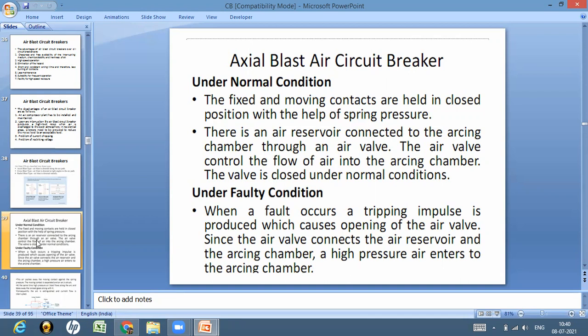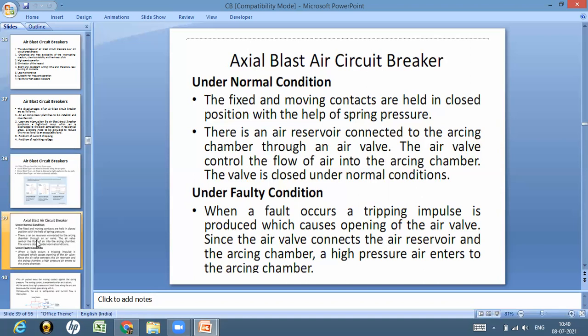So what happens in an axial blast circuit breaker? Under normal conditions, the fixed and the moving contacts are held in the closed position with the help of spring pressure. There is an air reservoir connected to the arcing chamber through an air valve. The air valve controls the flow of air into the arcing chamber, and the valve is closed under normal conditions.